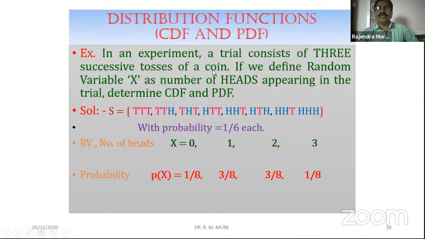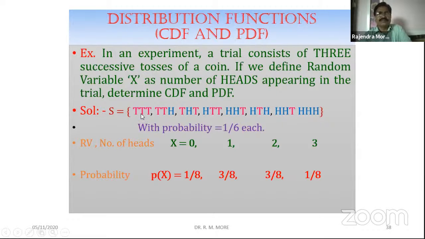In an experiment, a trial consists of 3 successive tosses of a coin. If we define the random variable x as the number of heads appearing in the trials, then determine the CDF. Take this example. Three coins are tossed. So what are the possibilities? This is our sample space, and each must have the same probability, that is, each one has the same probability, 1/8.